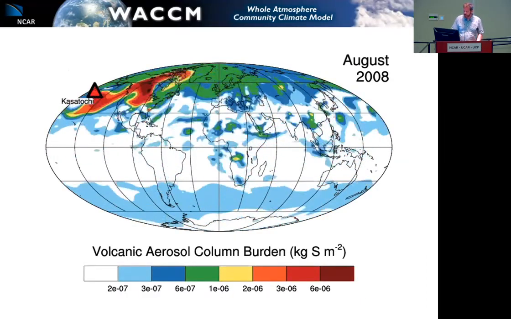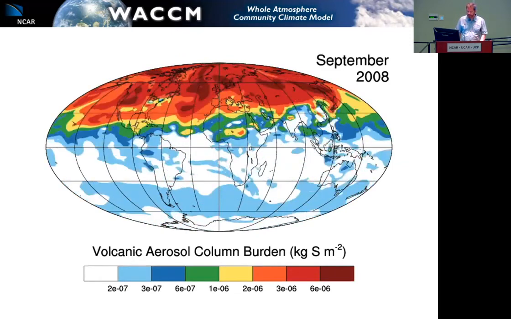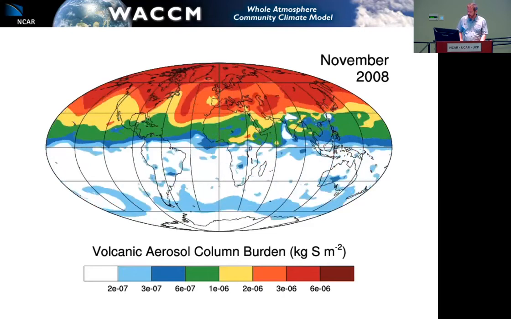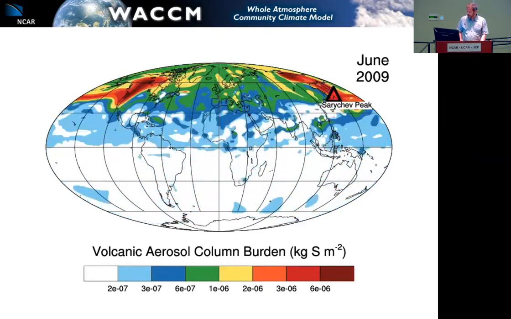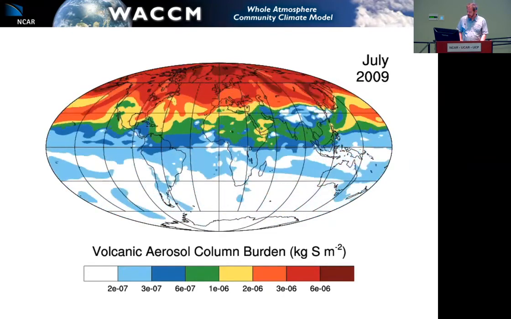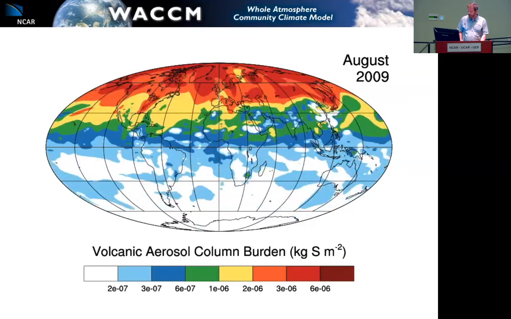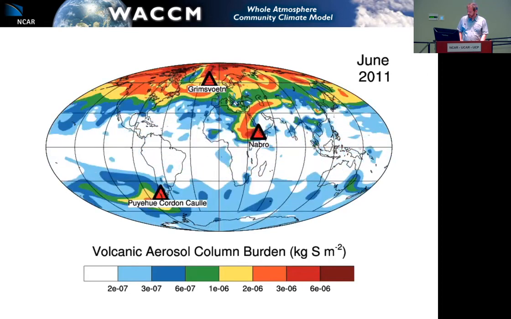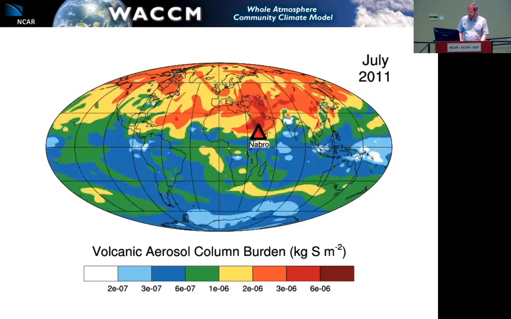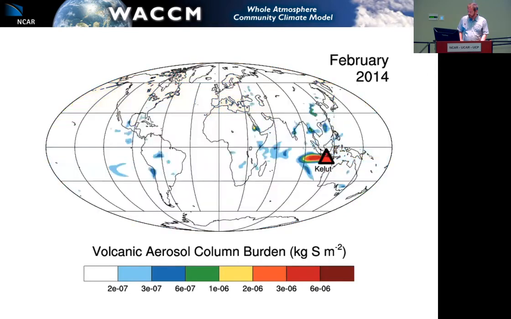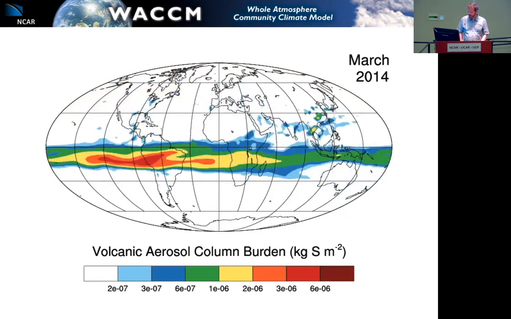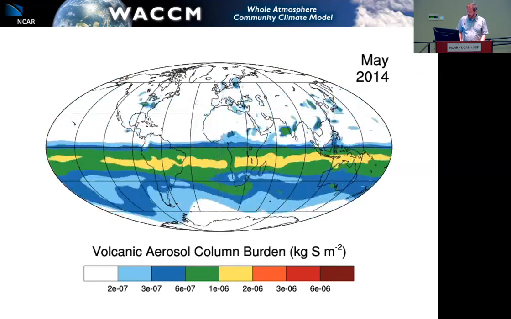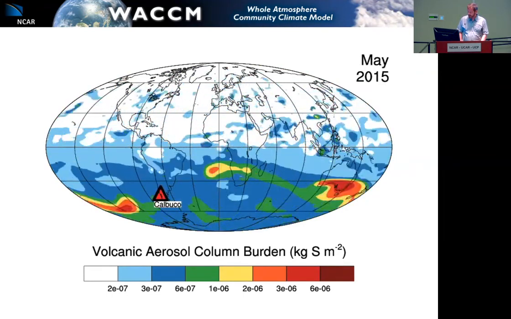This is an animation showing these eruptions in WACCM. Here we have a couple in 2008 and 2009 in the Aleutian and Russian islands at high latitudes. And then in 2011, we're going to see 3 different eruptions at 3 different latitudes happening, which put aerosol in the stratosphere. Here's one in 2014 in the tropics, and we can see it's staying first in the tropics before spreading out to the southern hemisphere.